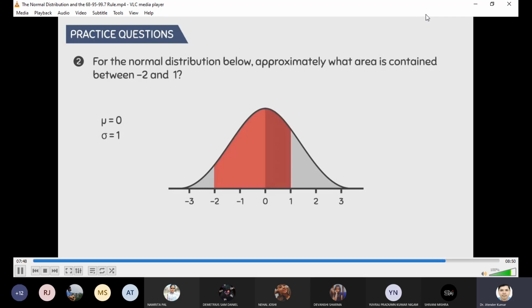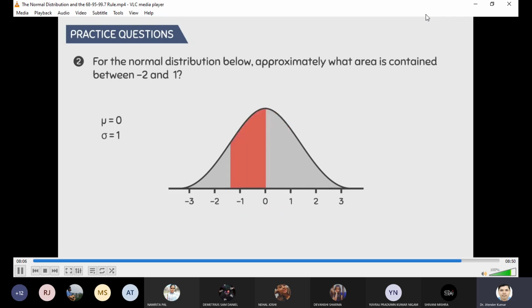We can strategically divide this area into two parts so that we can easily incorporate this rule. We'll start with the right half, which goes from 0 to 1. We know that one standard deviation away from the mean gives us 68%, and half of this is 34%, giving us our area from 0 to 1.